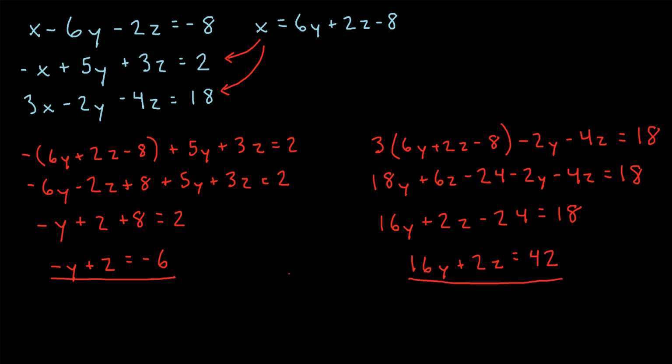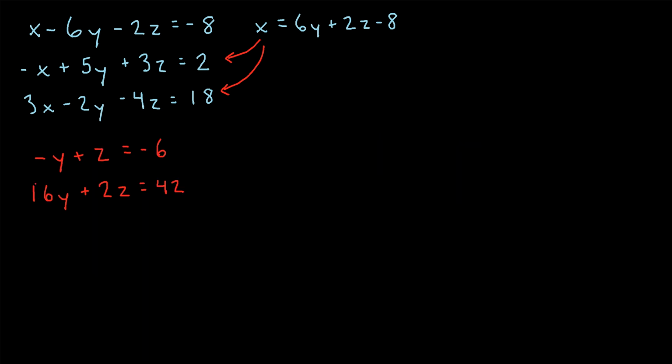All right, let's erase a little bit and make some room here. Okay, so these are the two equations that we have. Now we need to perform substitution one more time. If you'll notice in this first equation, we can solve for z very easily by just moving this y to the right-hand side. So we would have z is equal to y minus 6. And now we can substitute this value for z into this equation right here. So we get 16y plus 2, instead of z, we're going to write y minus 6, is equal to 42.